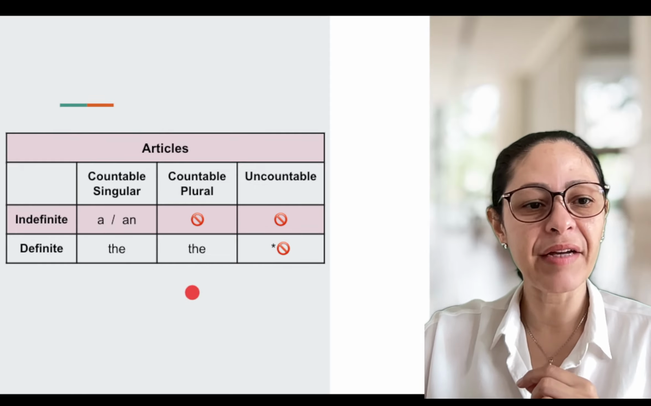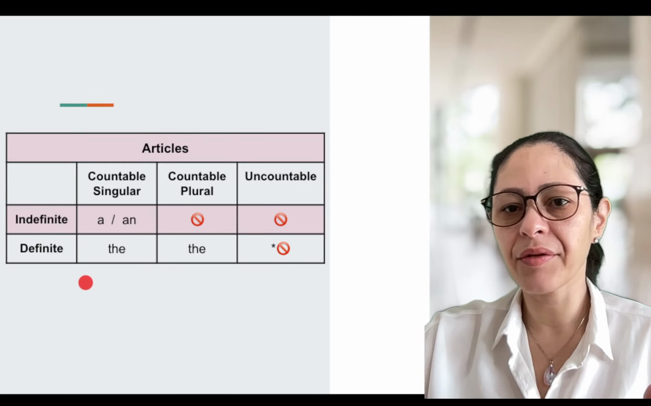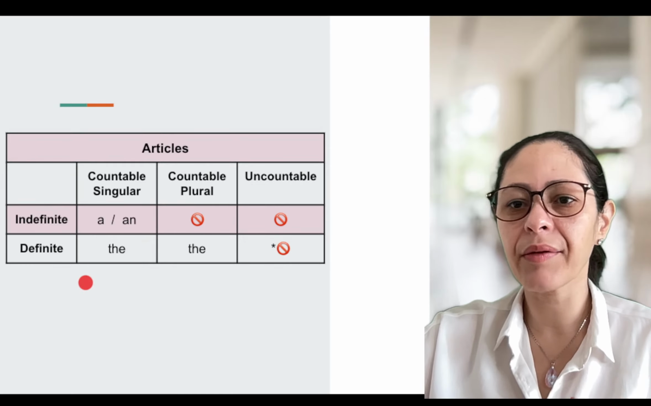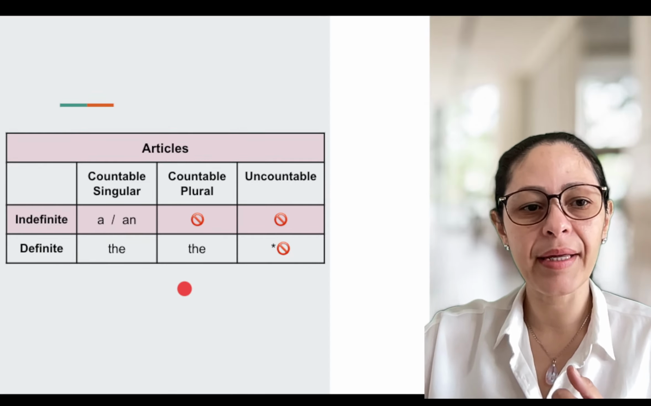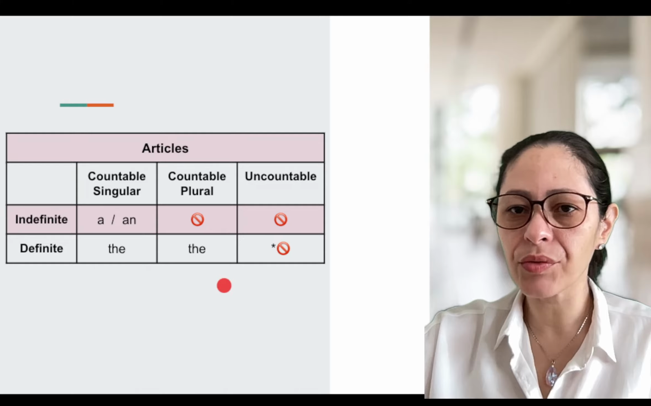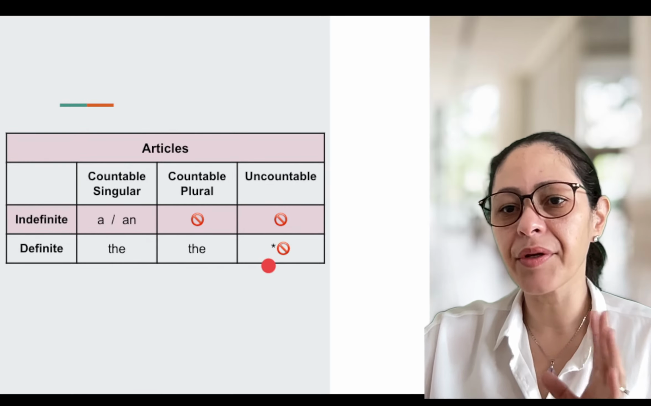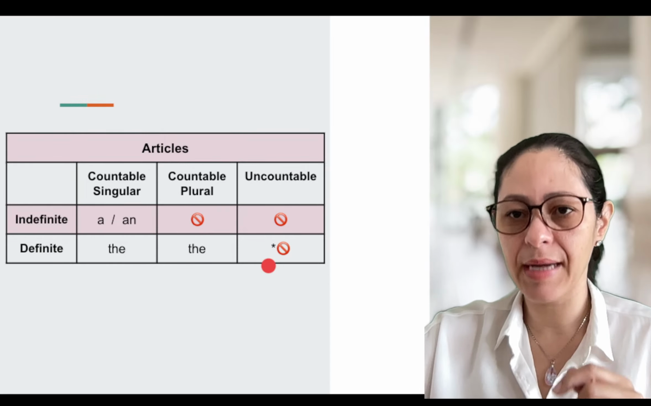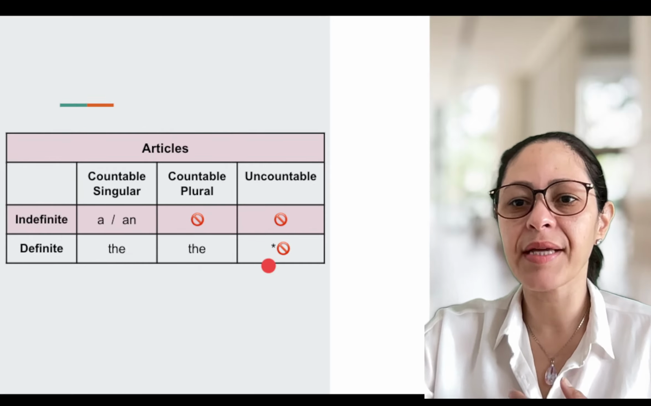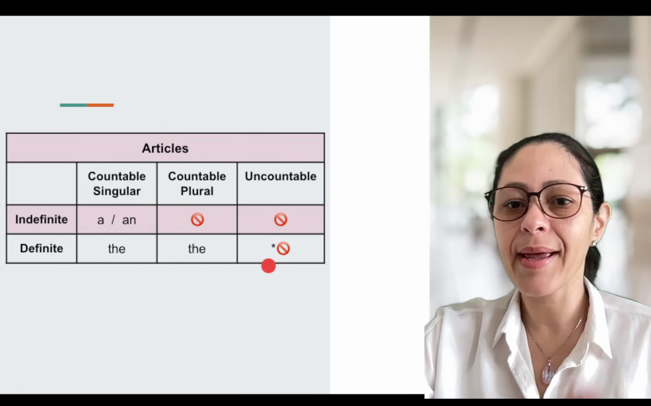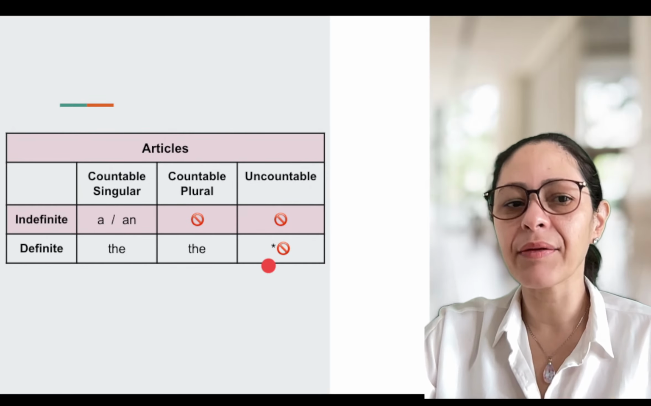Now, the definite article, the, we can use with singular countable nouns as well as with plural countable nouns. We don't usually use the with uncountable nouns. There are some exceptions and I'm going to show you one now before we get into more details about these articles. So when do I use the with an uncountable noun?